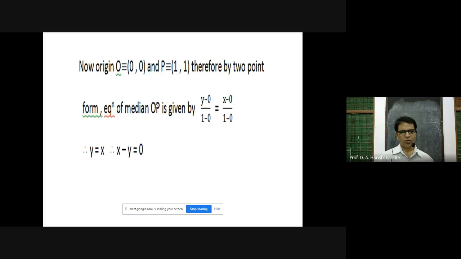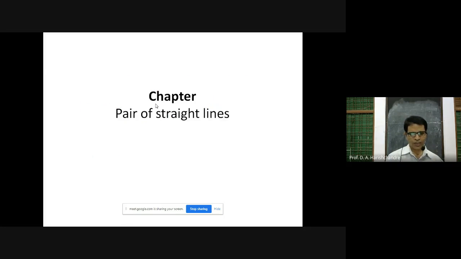Now the origin has coordinates (0, 0) and point P has coordinates (1, 1). So the equation of the median OP is given by the two-point form: (y − 0)/(1 − 0) = (x − 0)/(1 − 0). Simplifying this, you get y = x, meaning that x − y = 0.